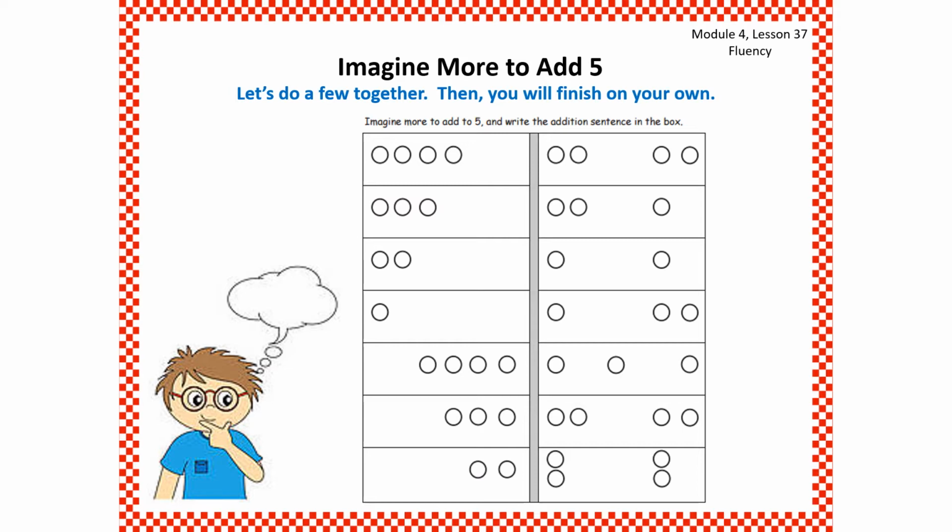Remember, you can use your fingers. You can use your brain by using mental math. Or you can use objects if you have them. So I have a 2. You can show me 2 fingers. How many more to make 5? 3. 3 more to make 5. Say the addition sentence starting with 2. Ready? 2 plus 3 equals 5.